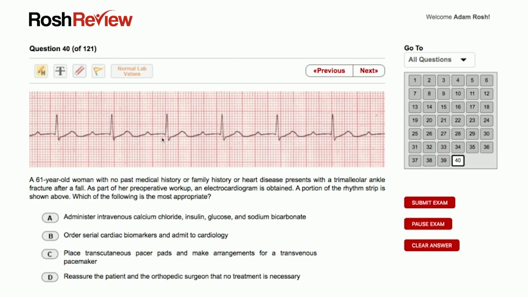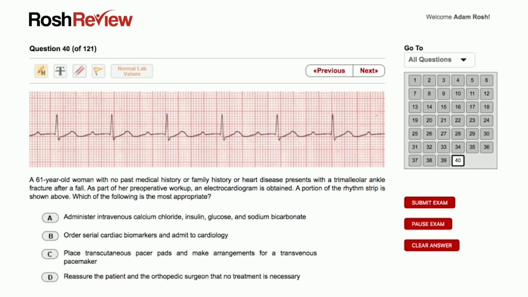The only thing I see here that is abnormal is that the PR interval appears to be a little prolonged. It is greater than one whole box, the width of a box, so this is going to be a little greater than 200 milliseconds. However, we see no dropped P waves, and so this is consistent with first degree heart block.